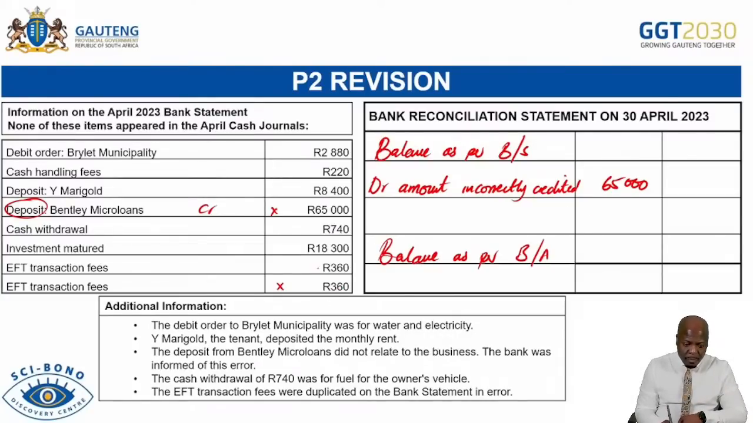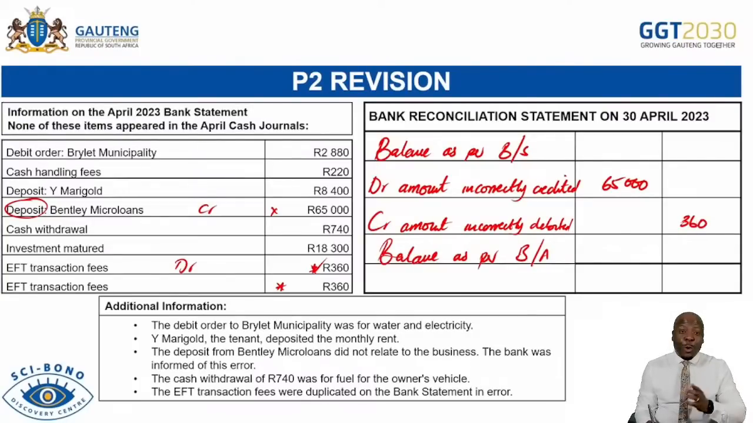And the second one, it is this EFT transaction fees of 360. No, this one was okay. Remember, it is these ones here at the bottom, the EFT transaction fees. So transaction fees are debited. So what do we do now? Credit amount incorrectly debited, and the amount is 360. So you'd find it now on your credit side, the 360. I'm going to move on. Okay.